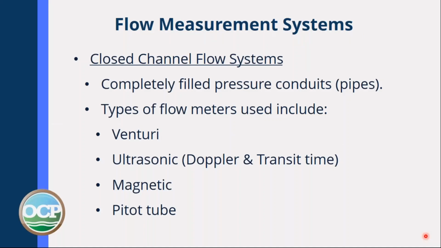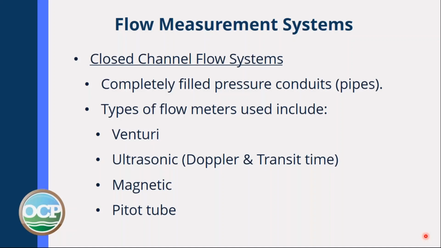When we want to measure flows in a water treatment system or a distribution or collection system, there are two ways that we can do it. One is in a system that is closed, what we will call closed channel flow systems. This is where we have pipes that are usually completely filled. The way we measure flows in this is through different types of flow meters, such as a Venturi flow meter, ultrasonic methods, magnetic methods, or a pitot tube.